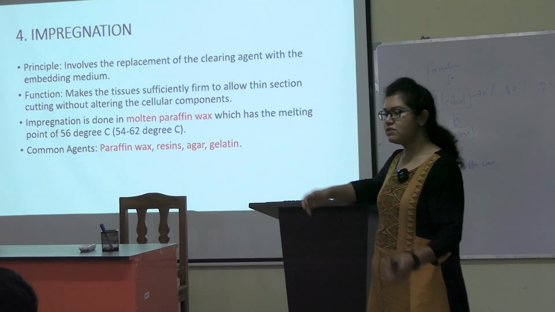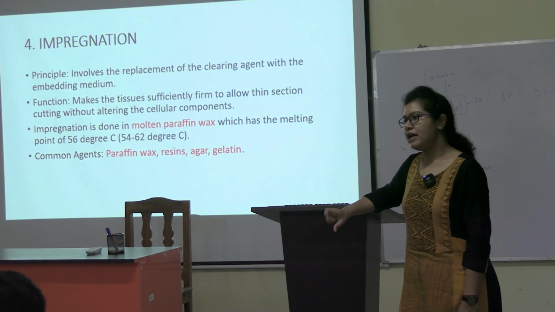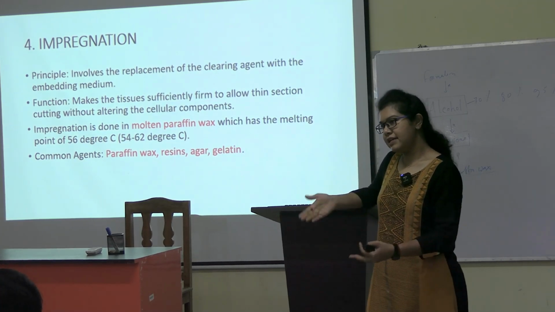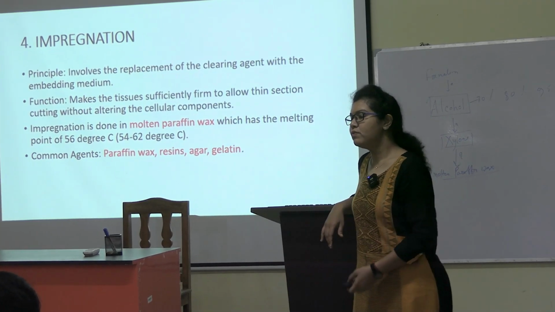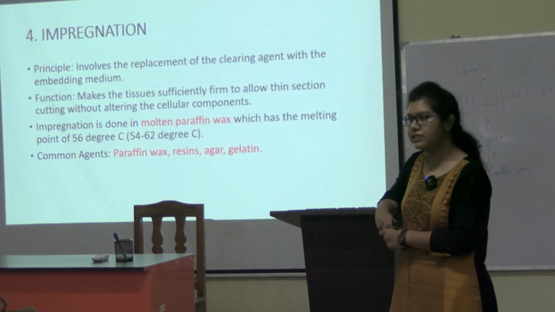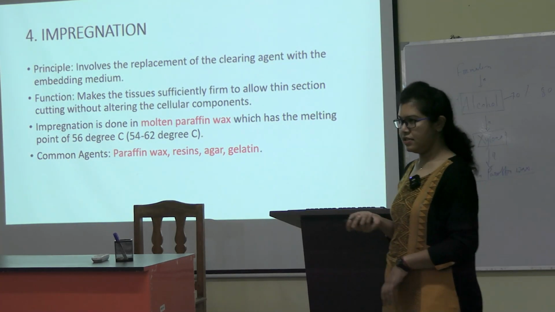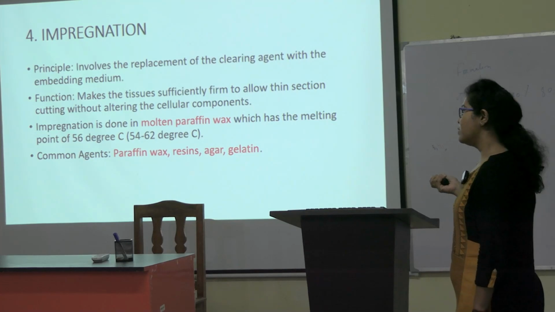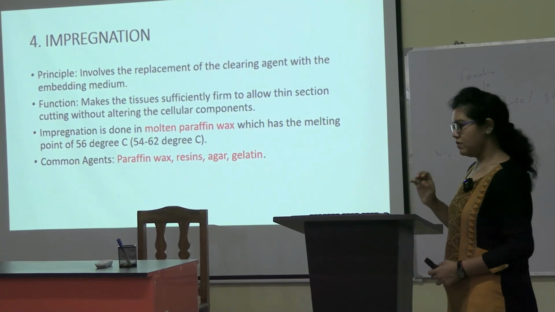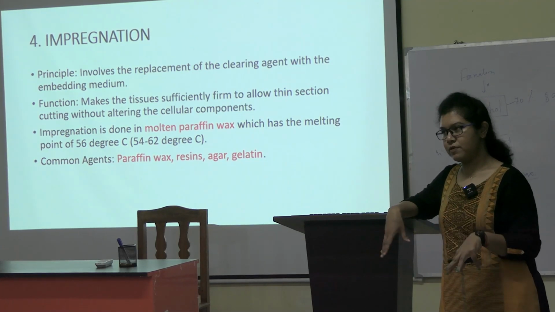Next is impregnation, meaning we are impregnating something inside the tissue. The tissue has become transparent now. Now we have to make it a little hard so that it will be easy for us to cut that tissue section. What we are impregnating inside is molten paraffin wax. It should have a temperature of 56 degrees centigrade. Apart from molten paraffin wax, you can use resins, agar, cellulose, gelatin. Up till this impregnation, it's under the tissue processor.